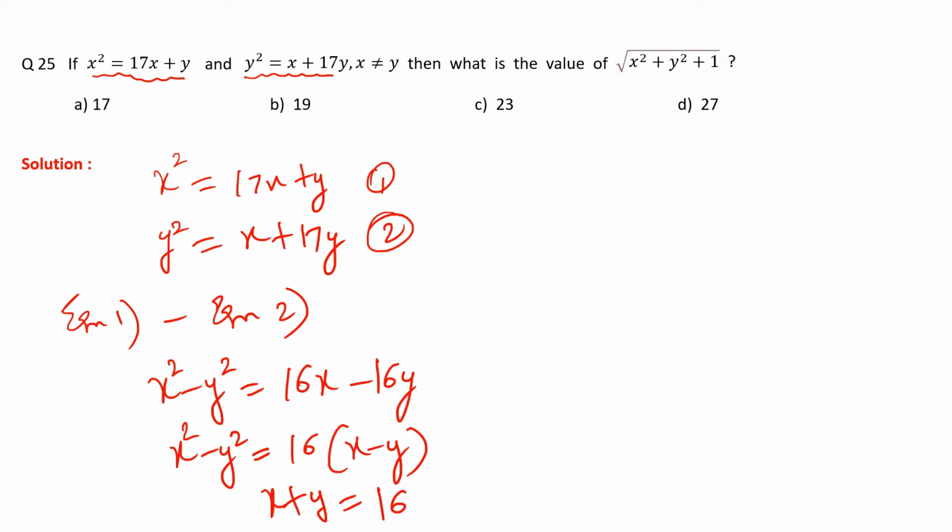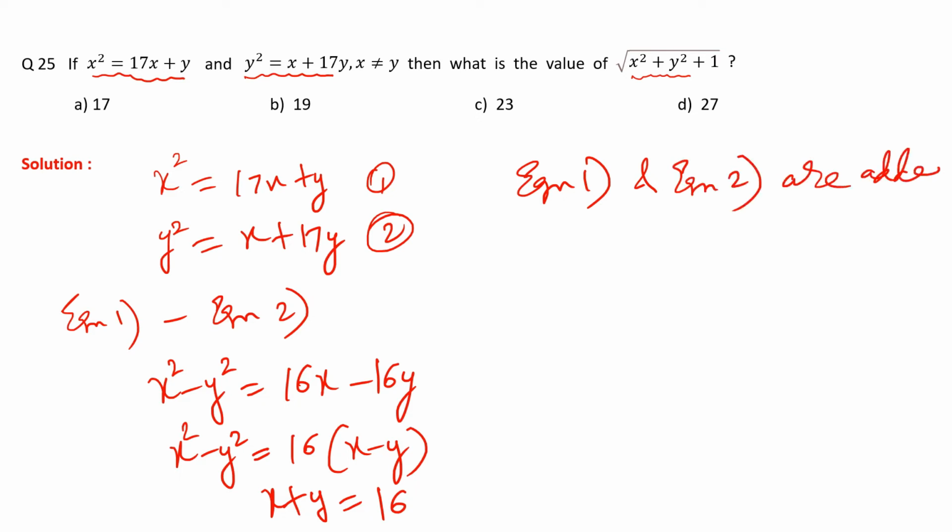Now students, I have got the value of x plus y. If I want to find this expression under root of x square plus y square plus 1, then x square plus y square can be written as x plus y whole square minus 2xy. But the problem is that I know the value of x plus y, but I do not know the value of x into y. Fine. So to avoid this situation, what I do, I again now add these two equations. Earlier we subtracted them, and now we add both of them.